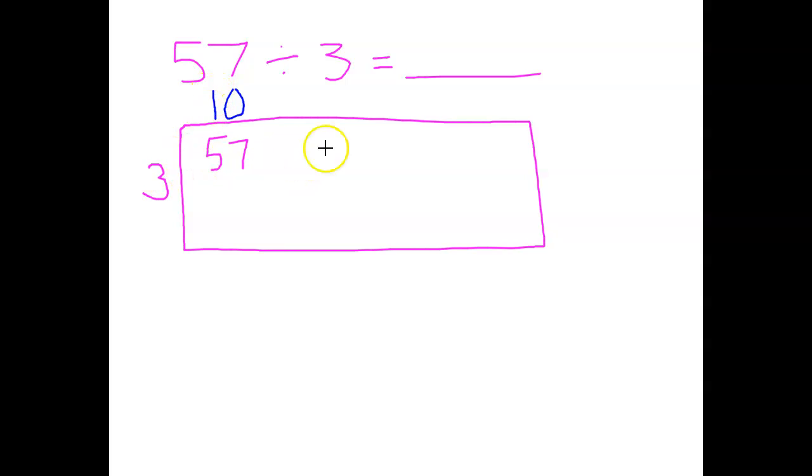Now if I pull out 10 groups of 3, that's only going to be 10 columns and 3 rows, which is a total of 30 X's. So I know that I didn't take care of all of that. And so if I do 57 minus 30, I'm going to be left with 27. And I know that there's still going to be 27 X's on here.